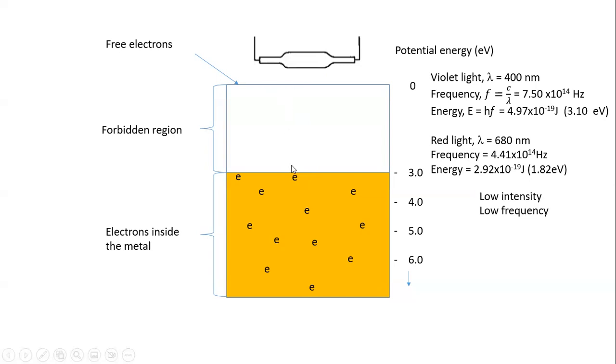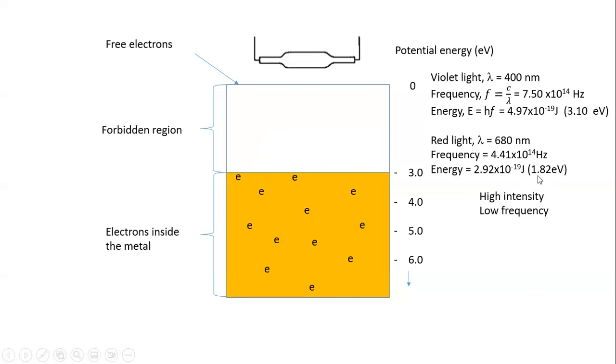Okay, we can see that the electron cannot absorb the photon, because if it absorbs 1.82, it's going to be taken to the forbidden region. The electron cannot exist in the forbidden region. That's why no photoelectrons come out. Okay, what happens if we increase the intensity? Nothing happens, simply because the energy of the photon is simply too low.